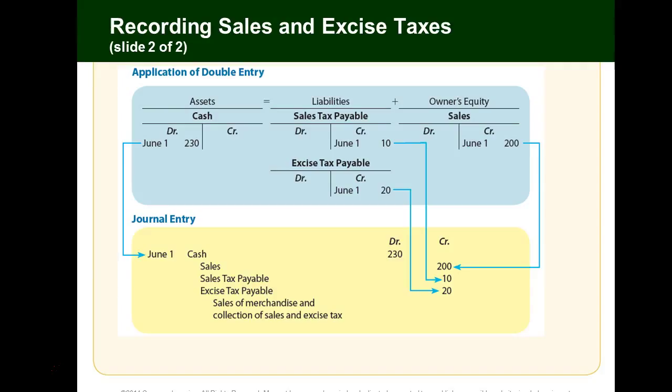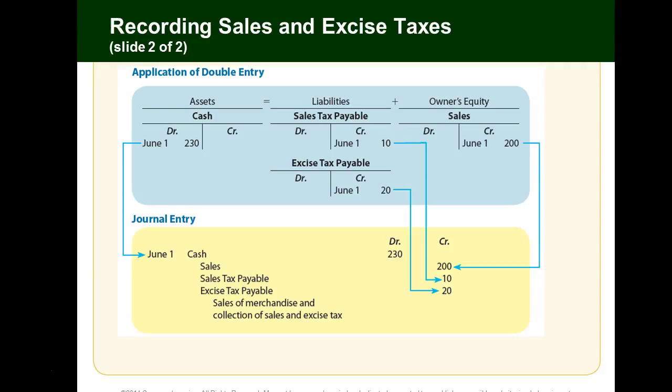Now, the credit is to sales. A revenue account has a normal credit balance. They sold an item for $200. They also then need to show who they owe that money to. They have a sales tax payable of $10. They have an excise tax payable of $20.